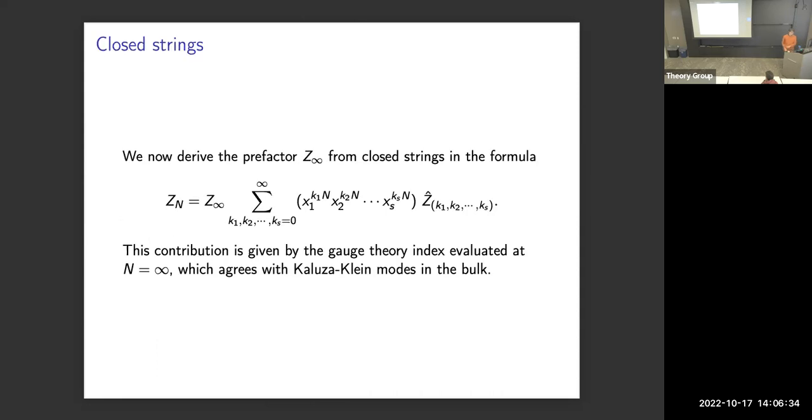Okay, so let's now review the derivation of the prefactor Z infinity from closed strings in this formula. This is a well-known result. This contribution is given by the gauge theory index evaluated at N equals infinity, which people have checked agrees with Kaluza-Klein modes in the bulk.